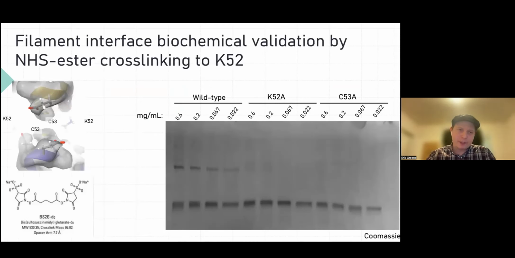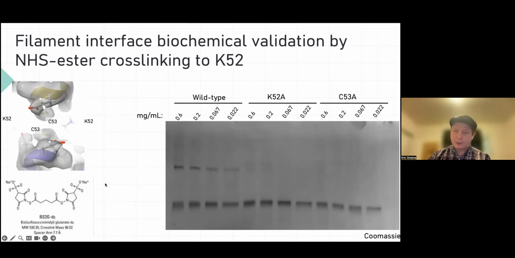So I wanted to biochemically verify that this interface was in fact a bona fide interface. Luckily, by having a fully modeled filament structure, I did some distance measurements and found that the only lysines across monomers in close spatial proximity were the lysines contributing at this interface, lysine 52, which faces the other lysine 52. And similarly, the only 2 cysteines that are across monomers in the system are cysteine 53.